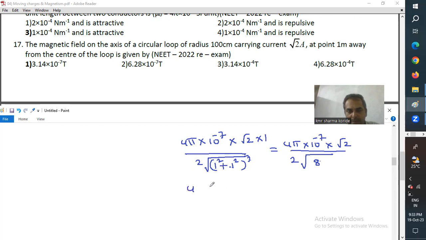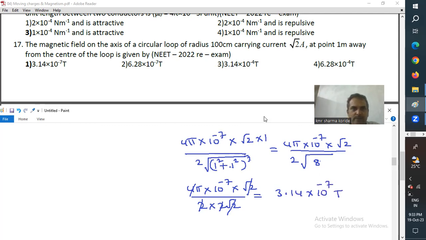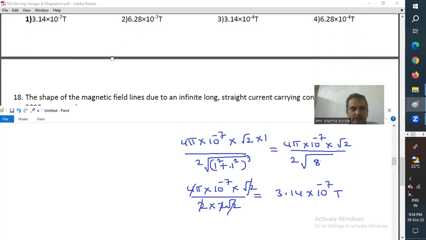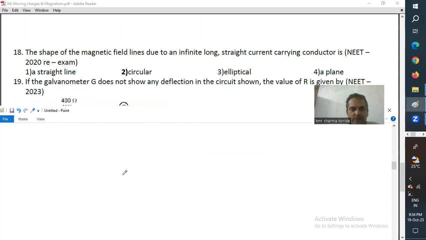So 4 pi into 10 to the power of minus 7 with root 2 divided by 2 into 2 root 2. Root 2 gets cancelled, 4 gets cancelled. So therefore, pi into 10 to the power of minus 7, otherwise 3.14 into 10 to the power of minus 7. Since it is a magnetic field, it is measured in Tesla. So the first option is correct. Moving to the next question.